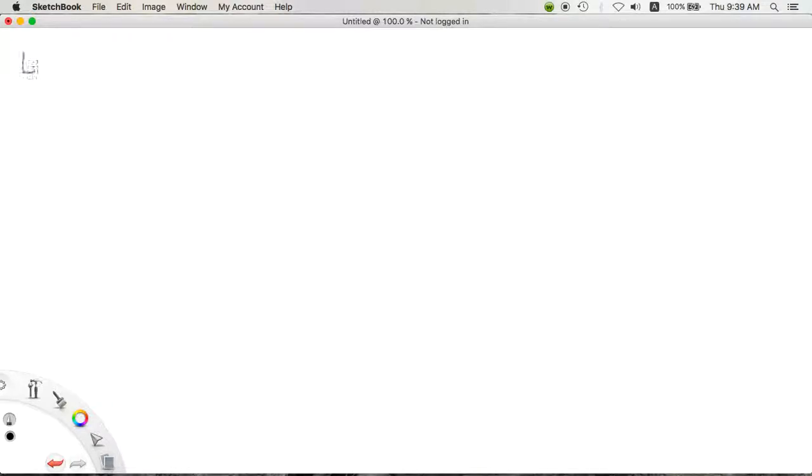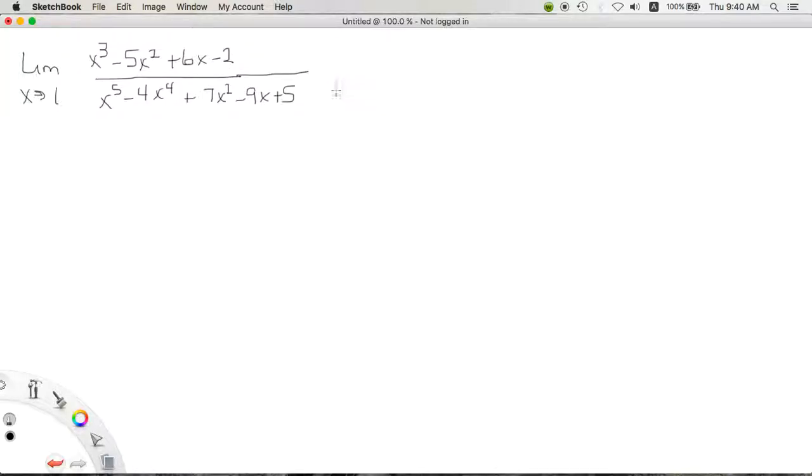Now, as I said, that's a pretty basic form of it, but let me give you an example here. If we have the limit as x goes to 1 of x cubed minus 5x squared plus 6x minus 2 over x to the 5th minus 4x to the 4th plus 7x squared minus 9x plus 5, and we wanted to figure out what this limit was, if we plugged in 1, we'd get 0 over 0.